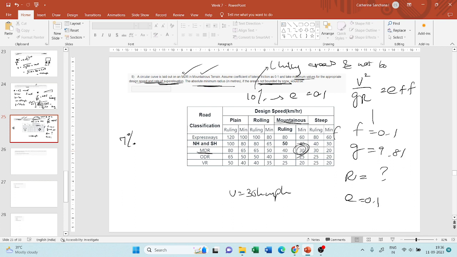So substituting for all this, you can get the value of R, and this will be 35.43 meters. Okay.